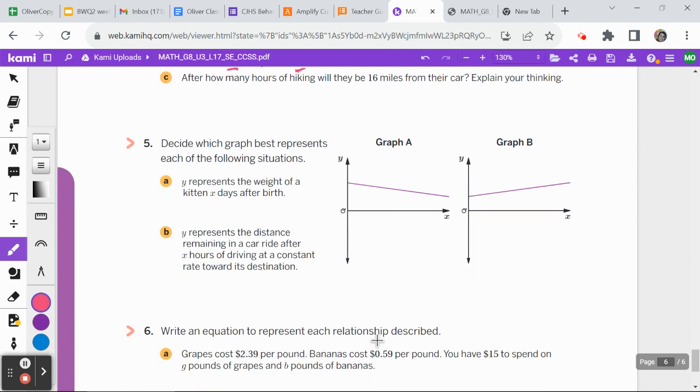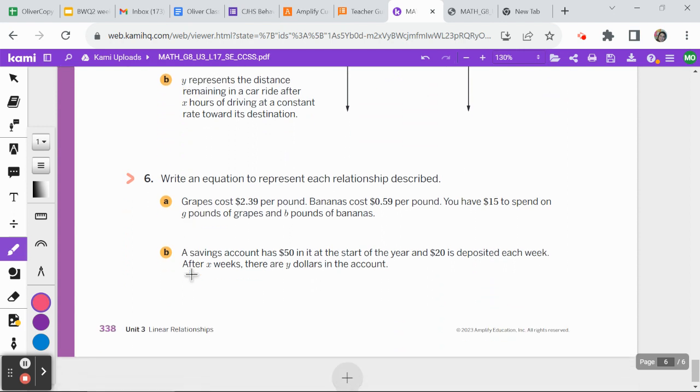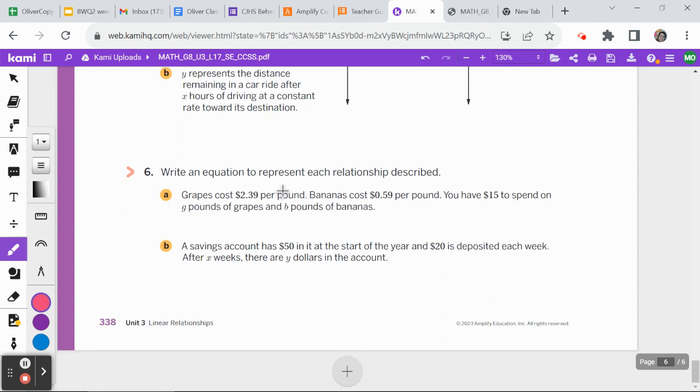All right, and 5. Okay, which graph goes with A and which graph goes with B? Which one makes sense? 6, you are writing an equation to each relationship described. So I'm going to do A for you, and then you're going to solve B.